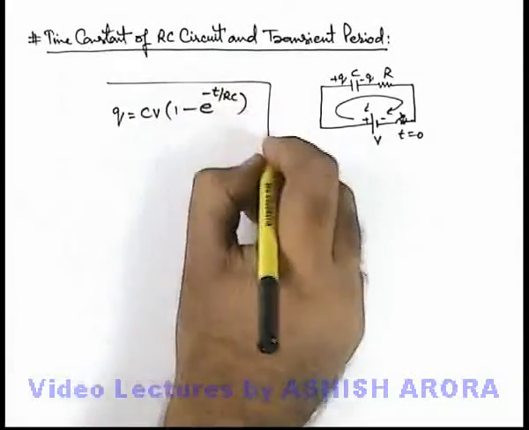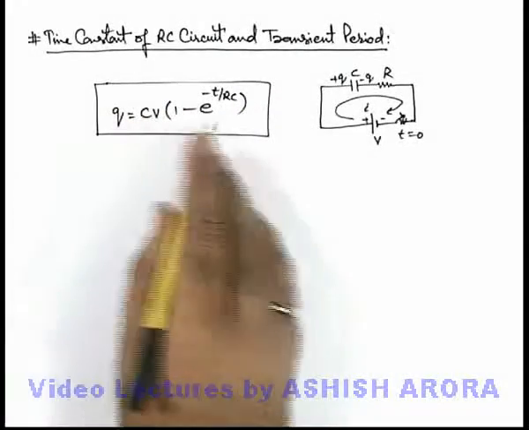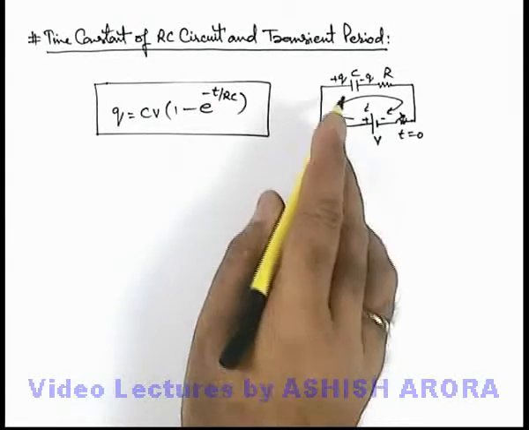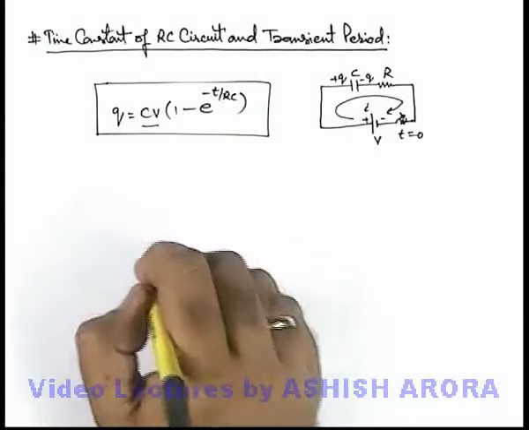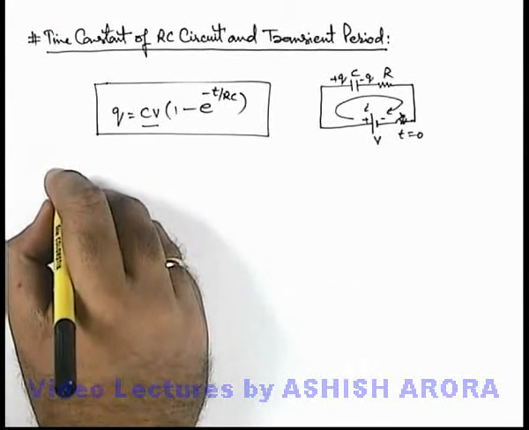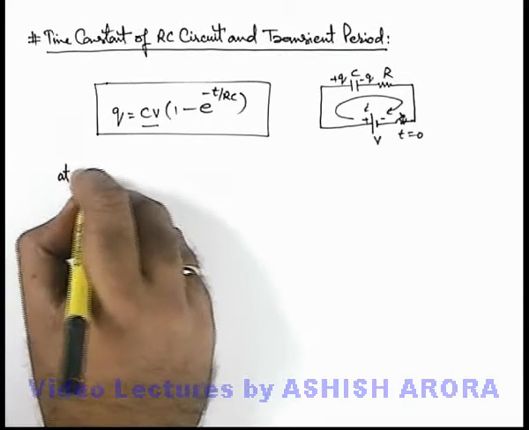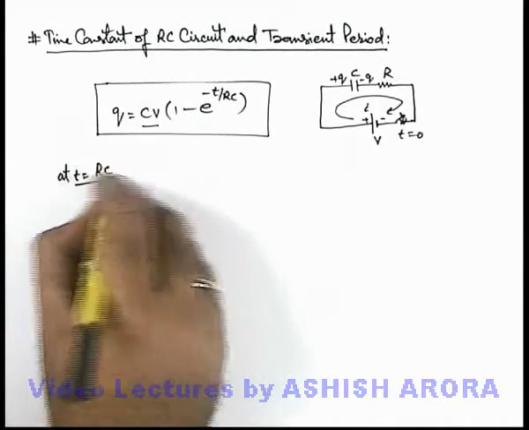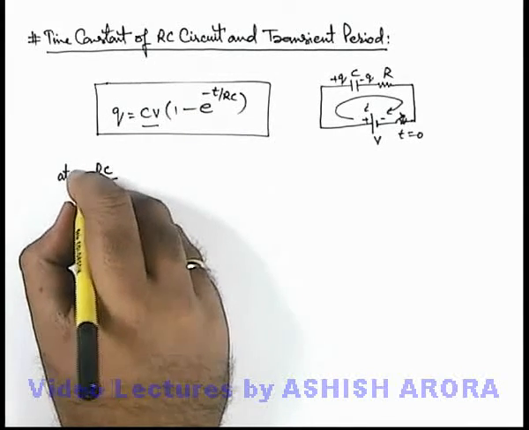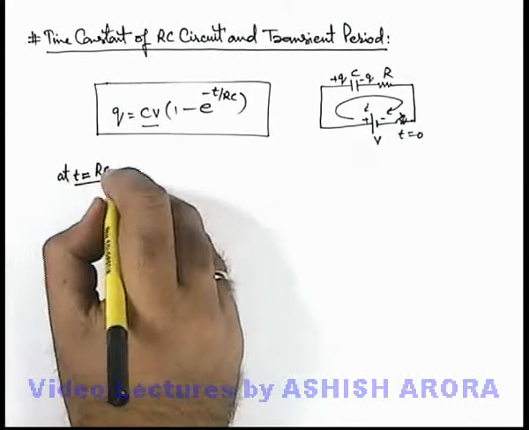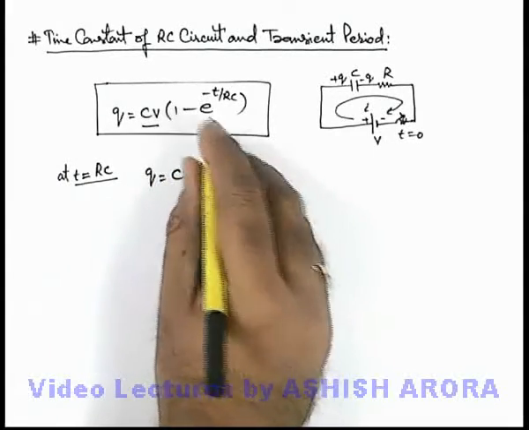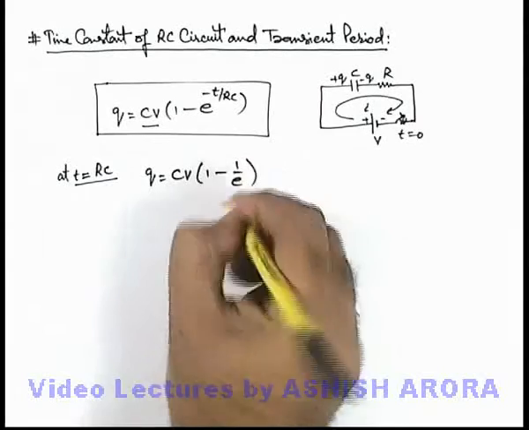This we already discussed. This is an exponential increase in charge. So gradually after a long time it will reach the steady state value of charge at CV. Now in this situation, if we substitute t equal to RC. So RC, the product of resistance and capacitance, has the dimensions of time. So if we put t equals to RC, you can see the value of charge we are getting is CV(1 minus e to the power minus 1), that is 1 by e.